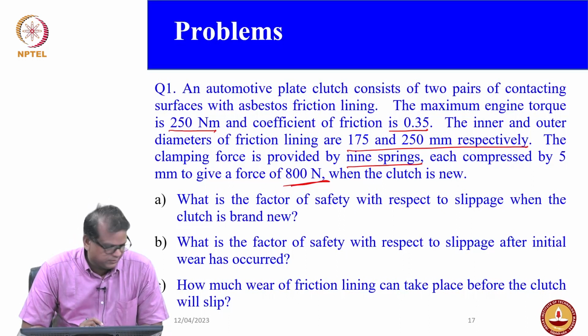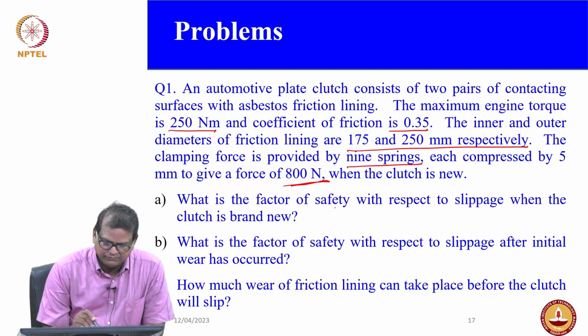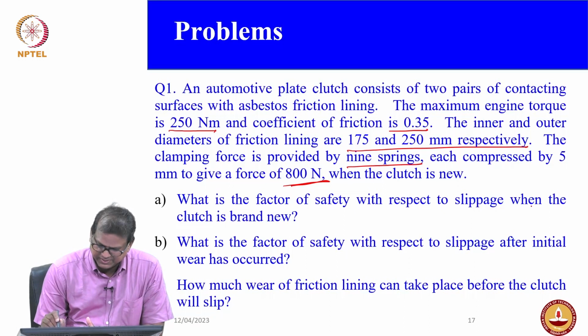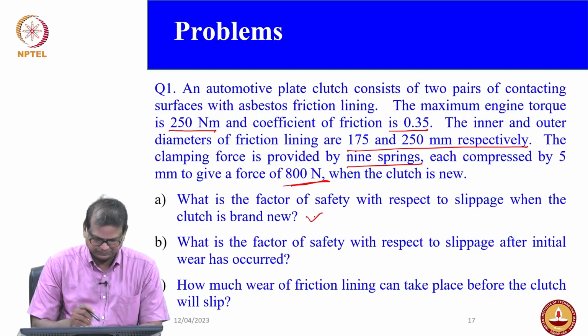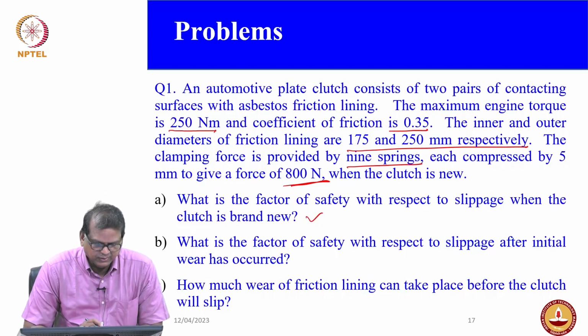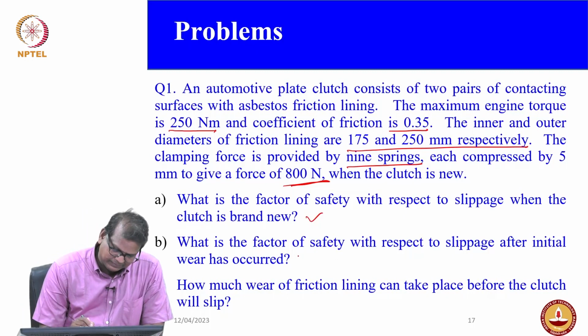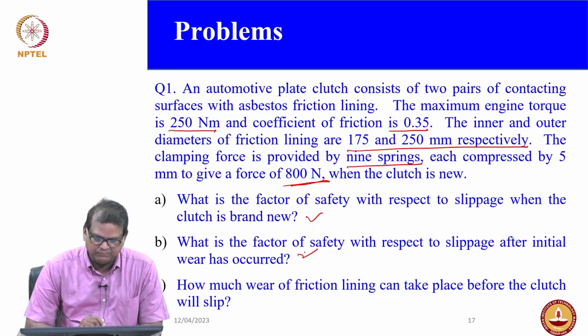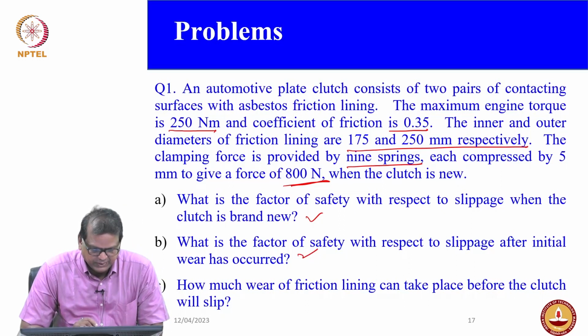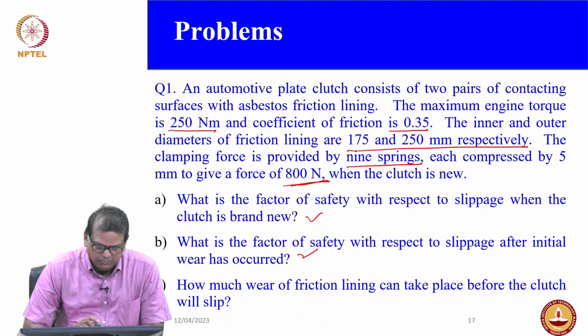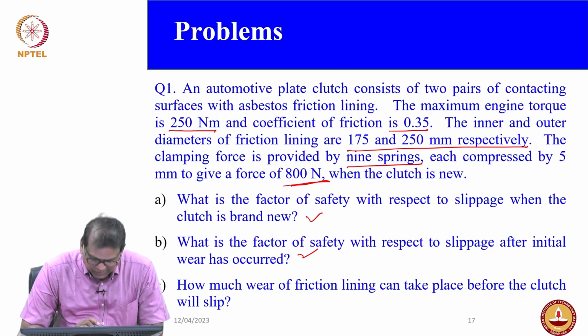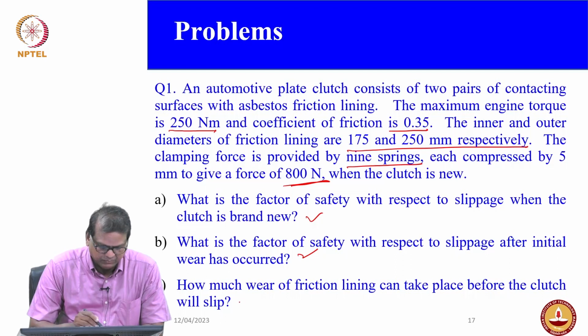So, what should we do? A: What is the factor of safety with respect to slippage when the clutch is brand new? B: What is the factor of safety with respect to slippage after initial wear has occurred, which is for the uniform wear theory aspect? Then in C: how much wear of the friction lining can take place before the clutch will slip?